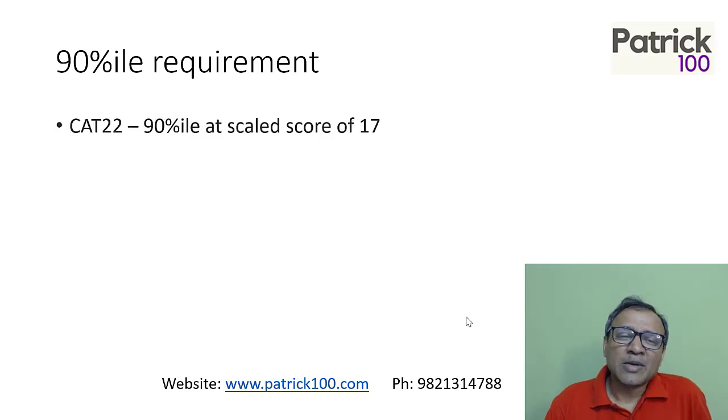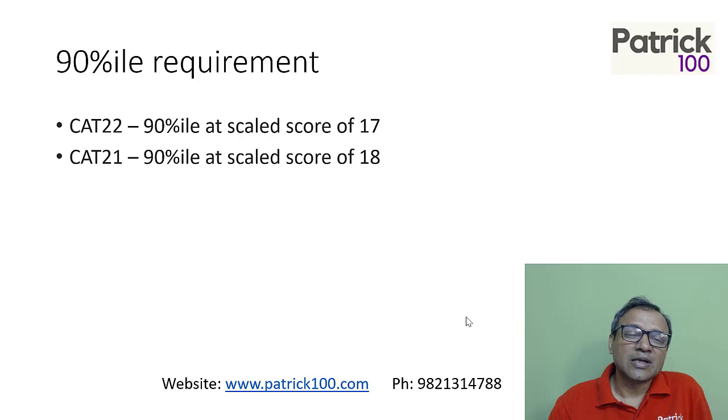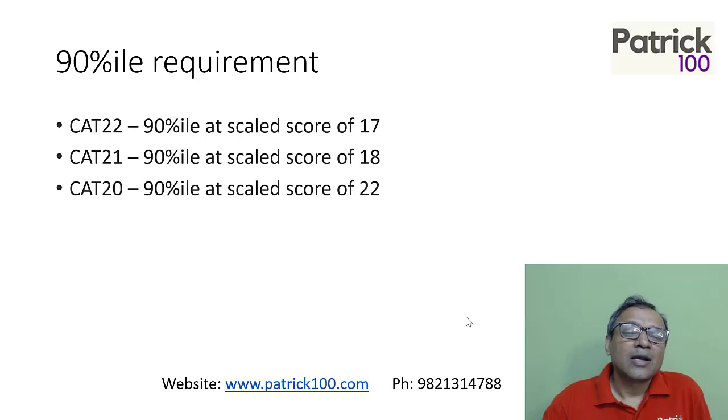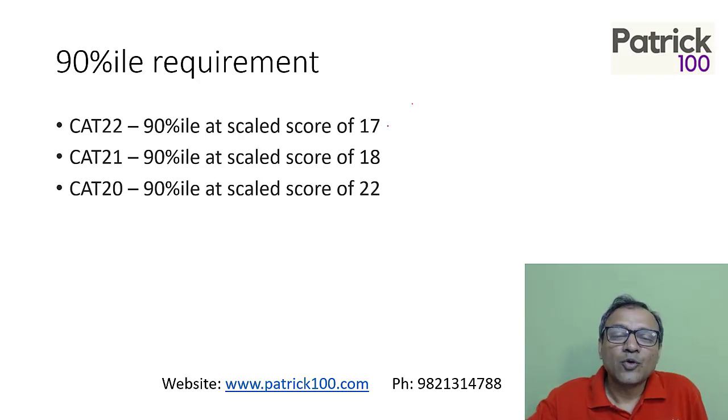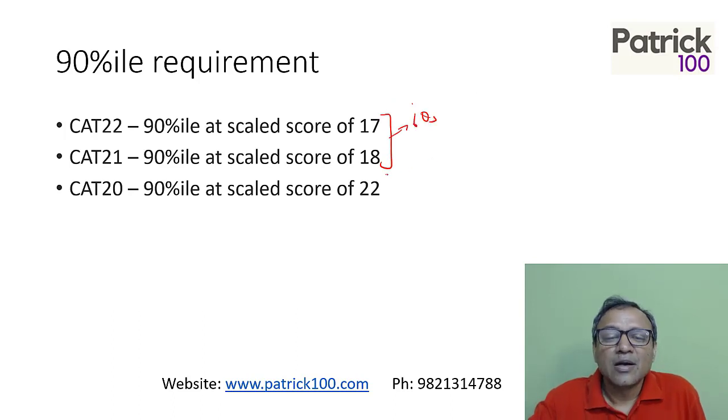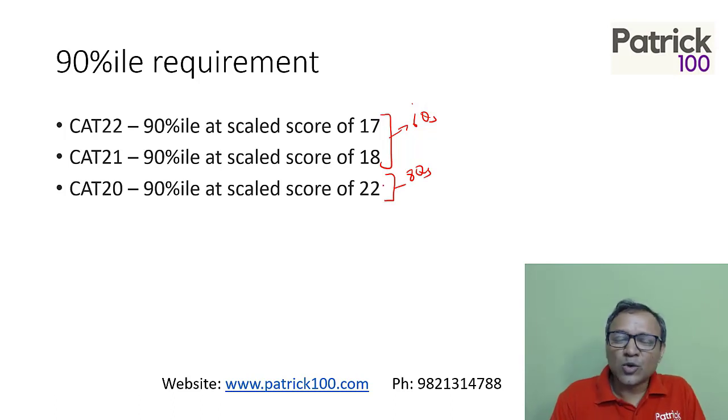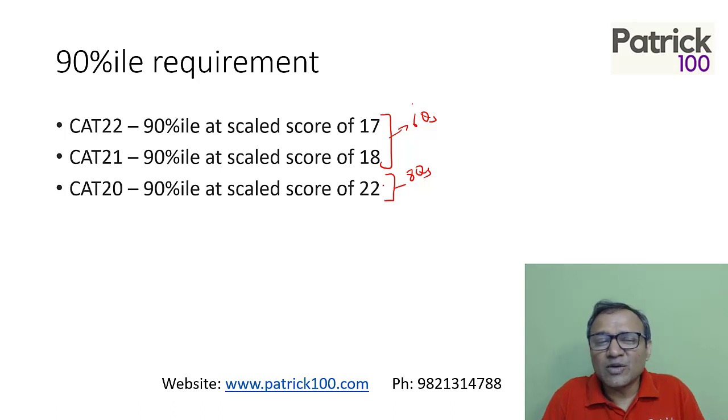Now, what is the 90 percentile requirement? If you look at the last 3 years, like CAT 22, a score of 17 would have been a 90 percentile. CAT 21, maybe 18. If you look at around here, these 6 questions correct is a 90 percentile. Out here, it is around 8 questions correct. So 6 to 8 questions correct is what you're looking at to get a 90 percentile. It depends on the toughness of the paper, basically.